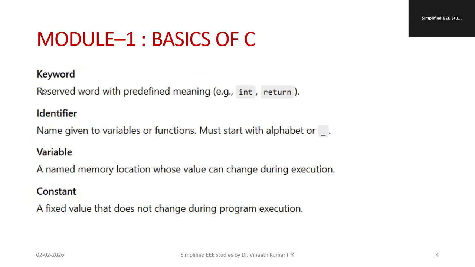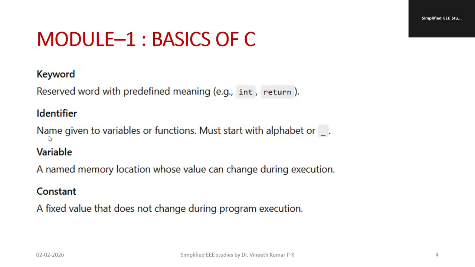Another important thing is, what is a keyword? A reserved word which is predefined, a set of standard words. For example, return 0, int a. Int is a keyword, right? We cannot change it. It is already available in the C library. We cannot change it.